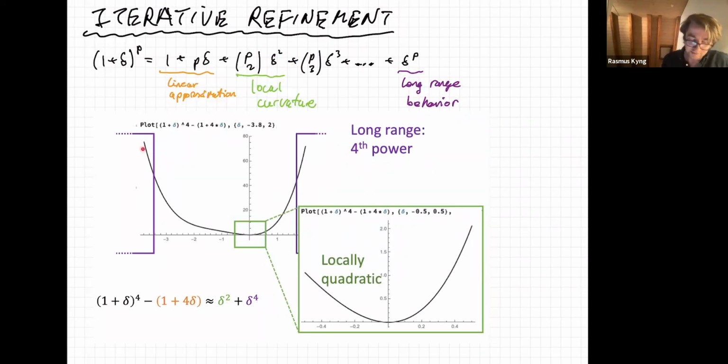And now you just look at this and you say, okay, so maybe this function is actually well approximated everywhere by just a quadratic term to deal with the local stuff and a 4th power to deal with the faraway stuff.